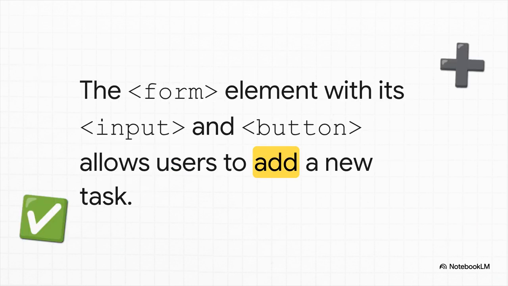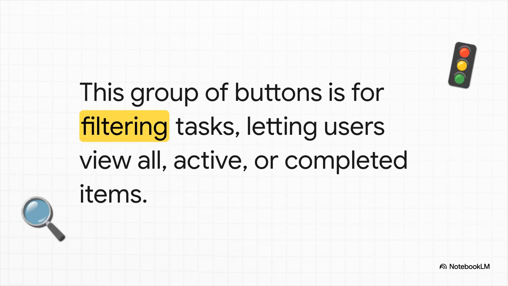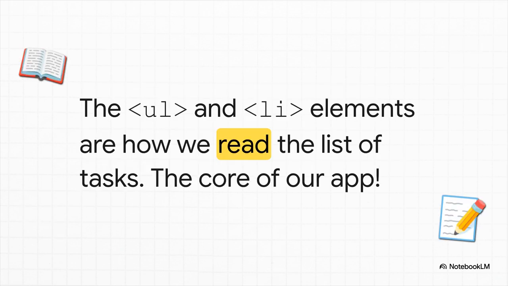Let's break it down. Remember that user story? "As a user, I can add a task." Well, here it is in the code. This form element, with its input field and button, is the skeleton that makes that goal possible. And how about filtering tasks? Yep, you guessed it. See this little group of buttons here? That's our structure for letting users see all, active, or completed items. Again, it's code with a very clear user-focused purpose. And of course, the most basic feature of all, just reading the list of tasks. That's handled by these standard list elements. So there you have it, a complete plan of functional structure.